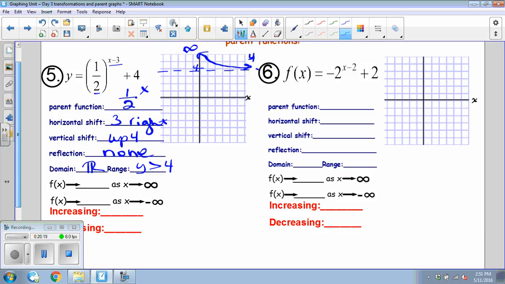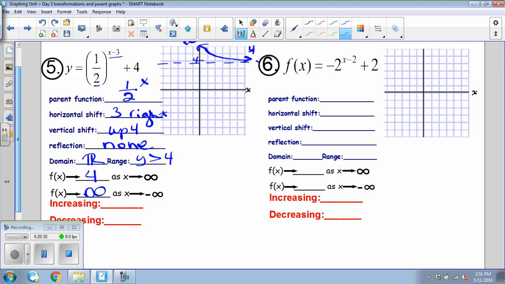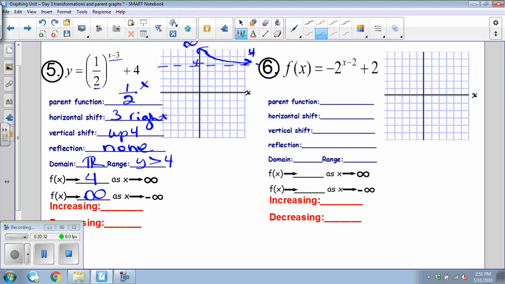We can't say negative infinity because it never goes past 4. So, as x gets larger, my function approaches 4. As x gets smaller, my function approaches infinity. As I go from left to right, it is continuously decreasing. So the interval for which x is decreasing is from negative infinity to positive infinity. And it's never increasing.